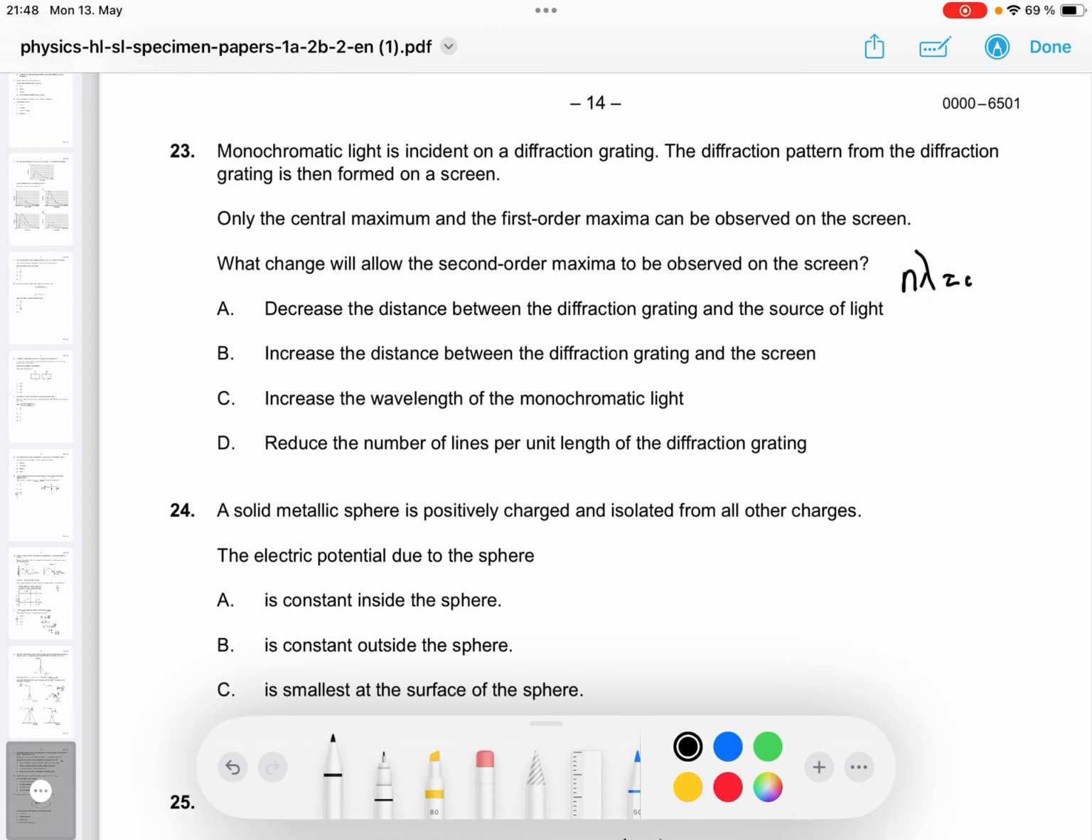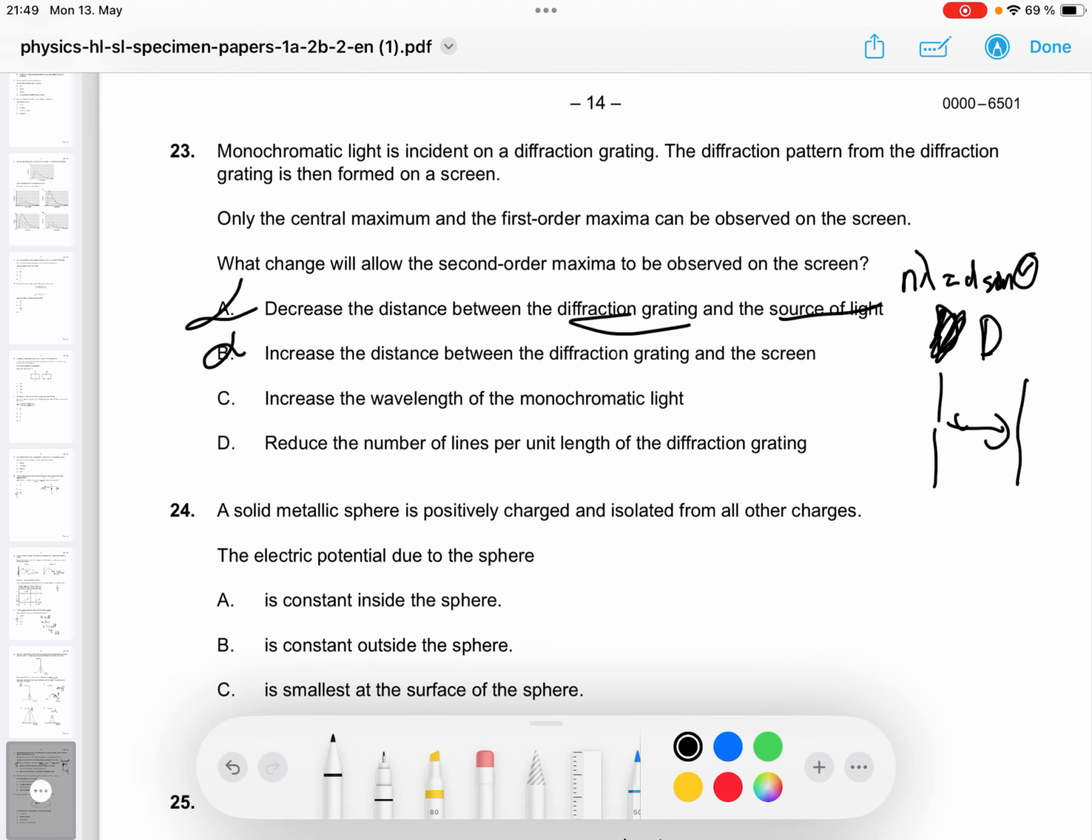So it's this. The first one says decrease the distance between the diffraction grating and the source of light. Nowhere on this equation does it mention big D, which is the distance between the grating and the screen, nor does it mention the distance between the source and the grating. So option A is instantly wrong. Now this says increase the distance between the diffraction grating and the screen. Nowhere in this equation does it give big D, so B must also be wrong.